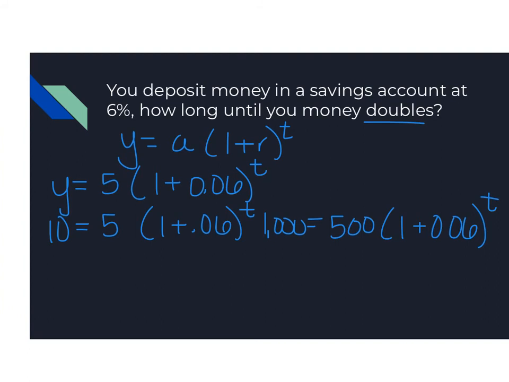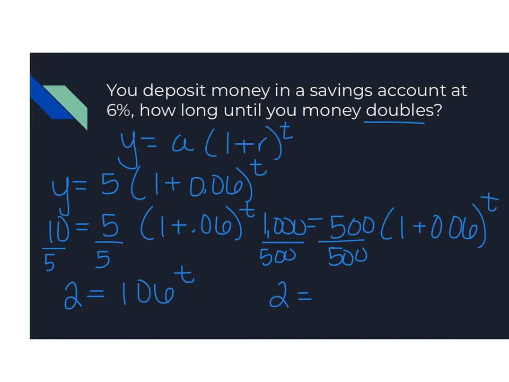And again, algebraically, the reason is we divide both sides by 5, or 500 in this case, and our result is 2. So you can see that even though we started with a different problem, we are solving the same equation at the same time.